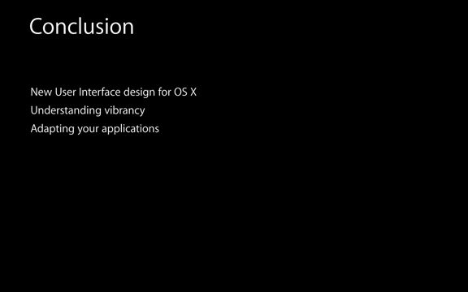So we're getting close to wrapping up here. So I just want to recap what we've talked about today. We have a brand new user interface designed for OS X. We've walked through that. We've talked a little bit about trying to understand the components of vibrancy and what role it plays and what it does for you. And we've talked about adapting your applications to these new features. Please, yet another plug for the advanced session for more in-depth exploration of using the NSVisualEffectView, using vibrant materials, and some of the tips and tricks of getting these UIs together with alacrity.